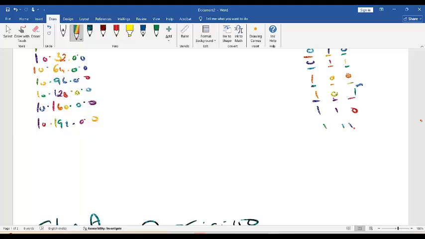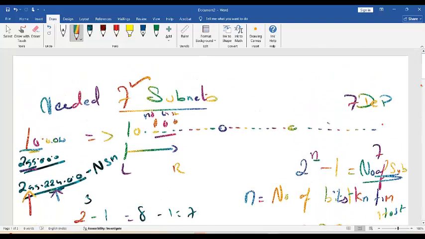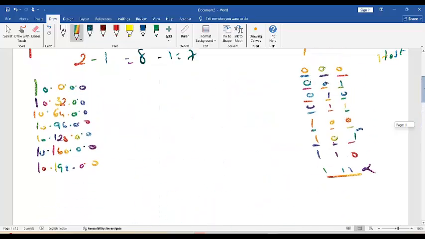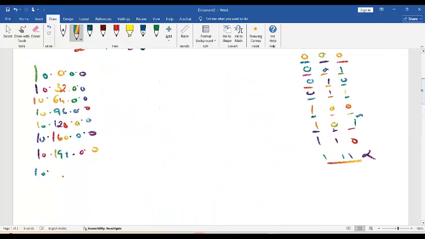Next, 111 we don't use. If all borrowed bits are 1, we don't use it. That's why we put minus 1 in the formula. You know why you put minus 1 in the formula? All-ones bits we don't use. So 10.224.0.0 we don't use. Now you see, for the first department, second, third, fourth, fifth, sixth, 7 departments, I got 7 subnets.